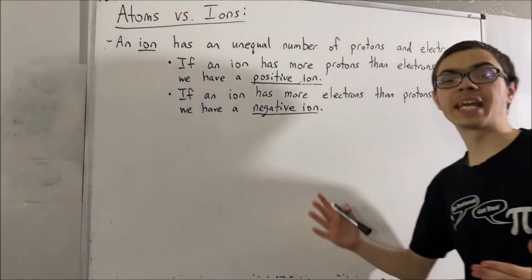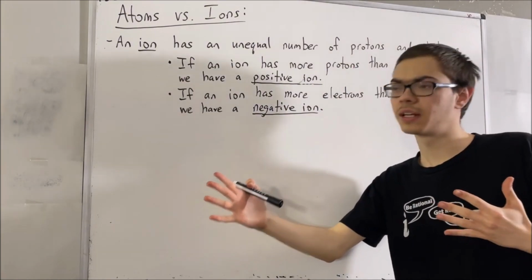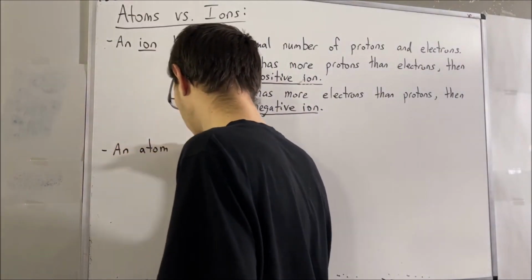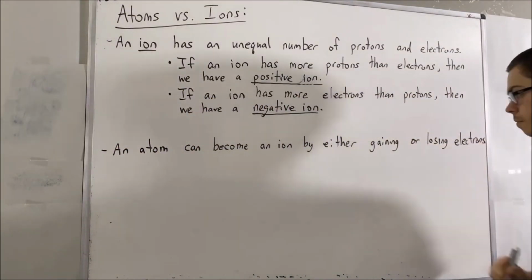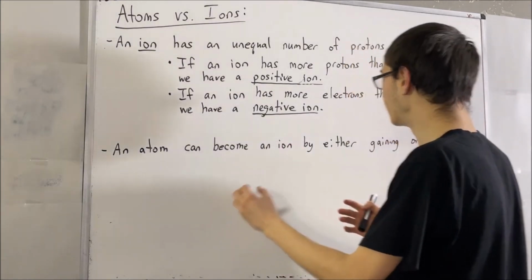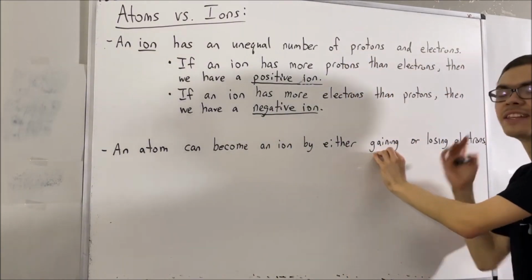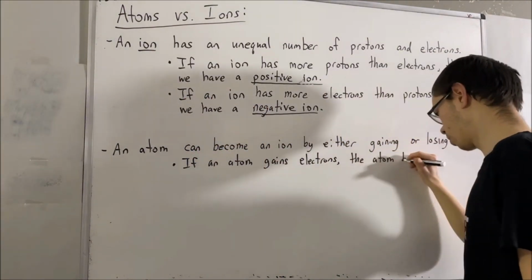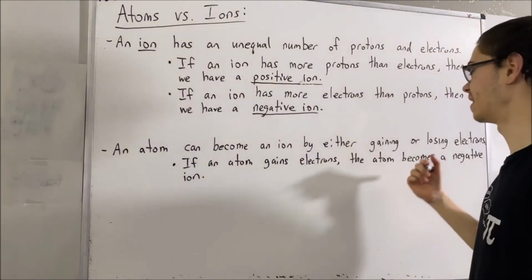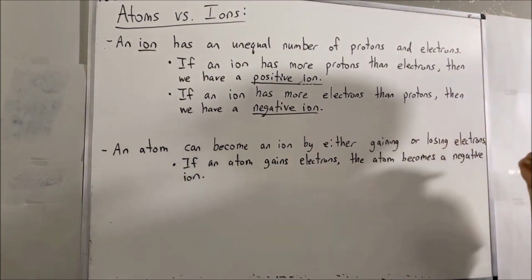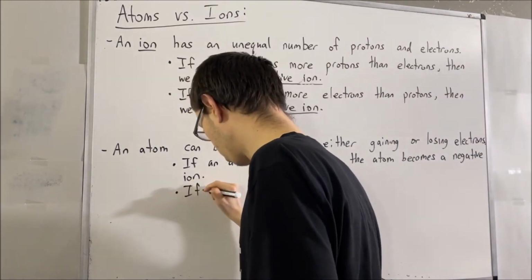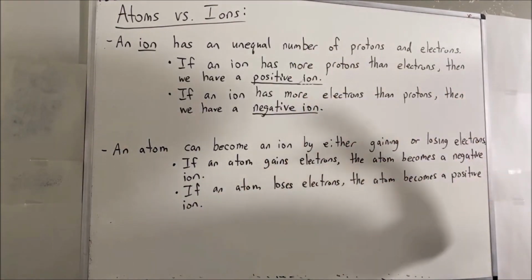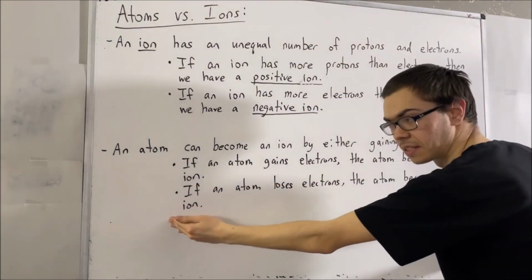Now, an atom can become an ion, and it can do so by either gaining or losing electrons. It turns out that if an atom gains electrons, then the atom becomes a negative ion. And if an atom loses electrons, the atom becomes a positive ion. Now, let's see intuitively why this makes sense.